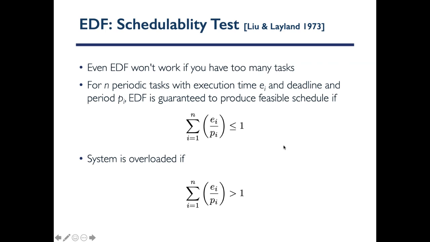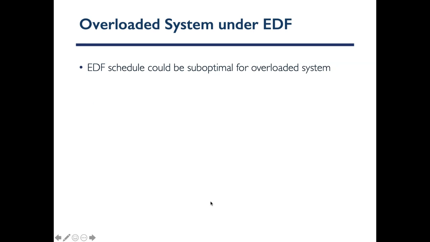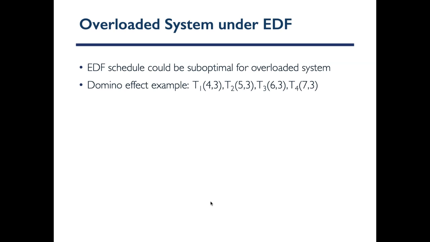And in a situation where we have utilization more than 1, we say that the system is overloaded. Now, what happens with overloaded systems under EDF? Unfortunately, although EDF is optimal with usual loads or schedulable task sets, when you have an overloaded system, then EDF might actually behave in a weird way. So this is one example.